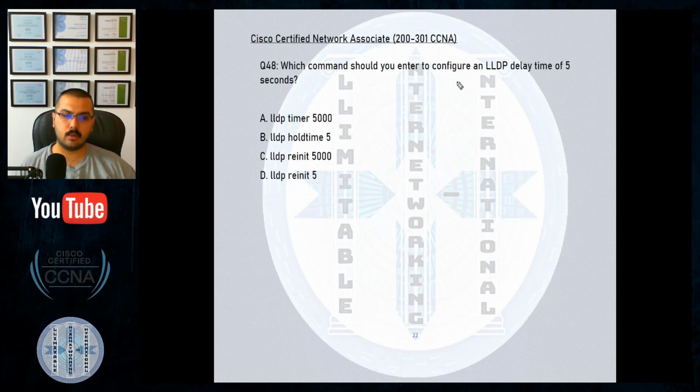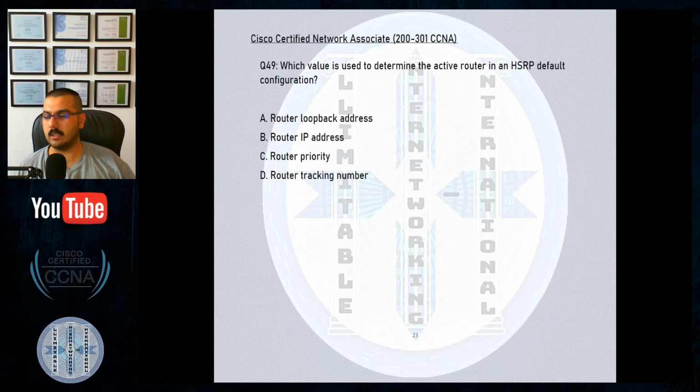Which command should you enter to configure an LLDP delay time of 5 seconds? The LLDP commands are already measured in seconds, so 5,000 means 5,000 seconds. A hold time is not for a delay. It should be reinitiate, to re-establish again. So it will be D, for the delay time of LLDP, just in case you need it.